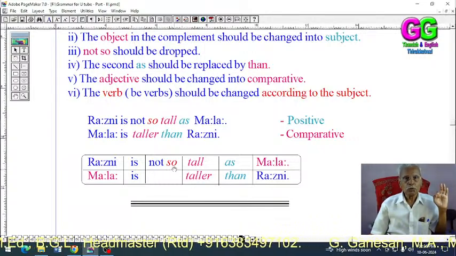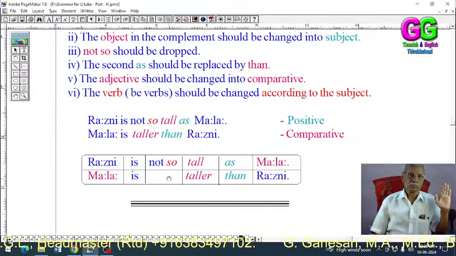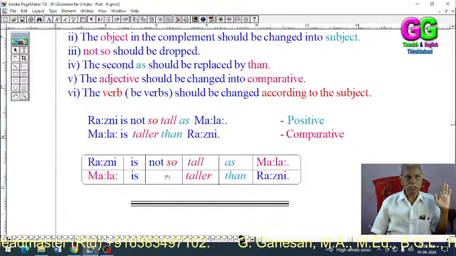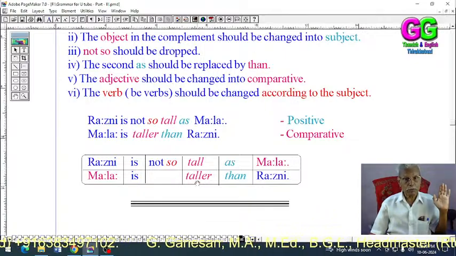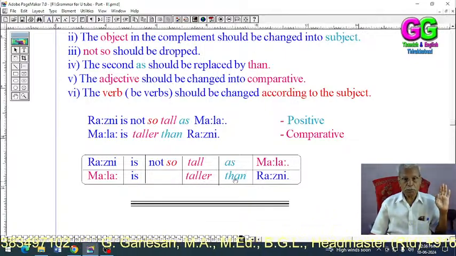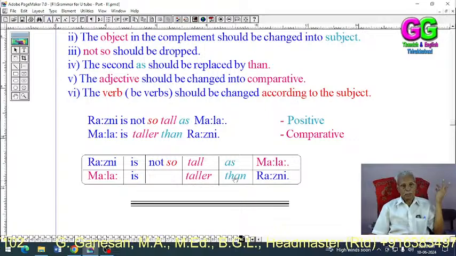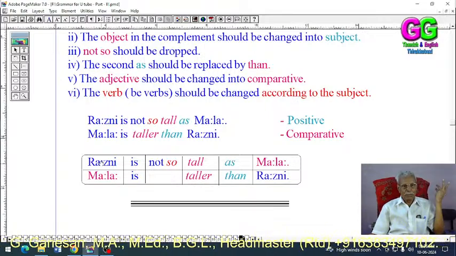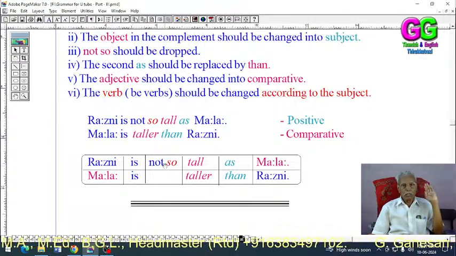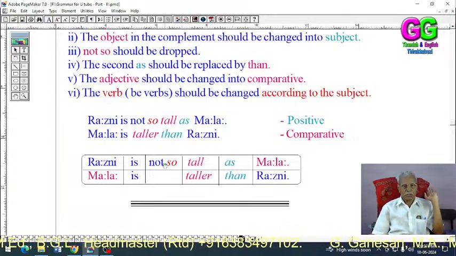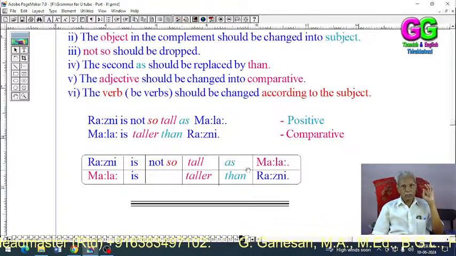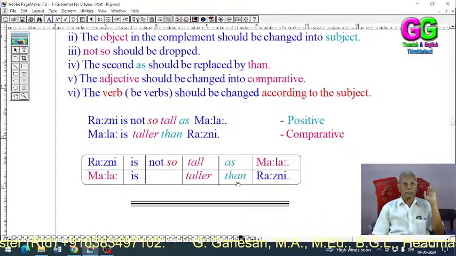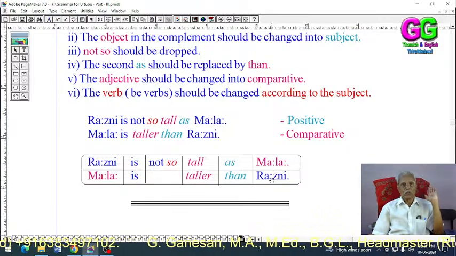These two words are dropped. Not so are dropped. Tall is replaced by taller. As is replaced by than. Rani is replaced by Mala. Is is kept as it is. Not so is dropped. That is thrown away. Tall is replaced by taller. And as is replaced by than. Then Mala is replaced by Rani. It's okay.